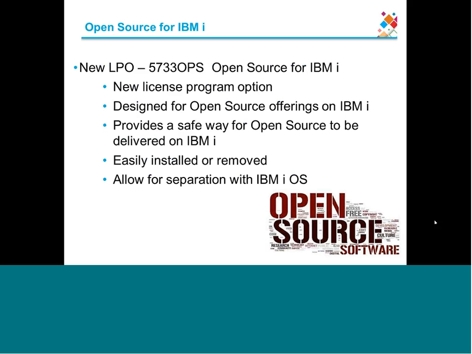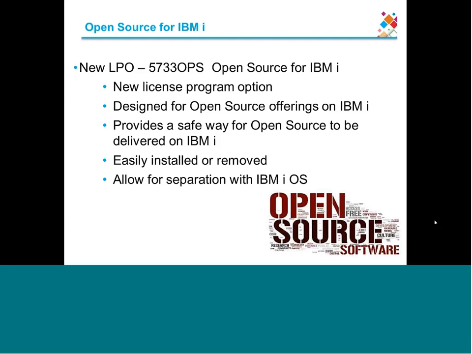But after having some conversations with our very conservative IBM legal team, we came up with an alternative solution that I think really fits the bill quite well and will be beneficial both for the ease of us in development here at IBM to deliver these and the ability for our consumers, our users, to get access to these in a simple and safe manner. So we created a new license program option, 5733-OPS. It stands for open source product. And it is strictly and solely designed to give us a vehicle for delivering these open source technologies on IBM i. That's what it's there for.